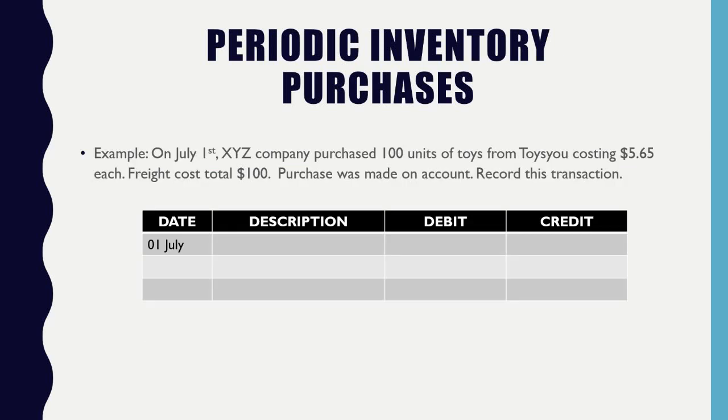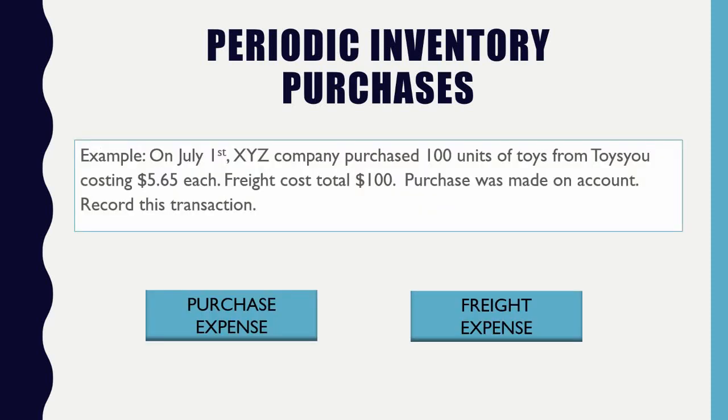Okay? So with this example, now if we remember, purchase expense is an expense account. When we understand expenses, how are expenses normally increased? With a debit. Yeah, that's correct. They are normally increased with a debit. So I have 2 expenses: a purchase expense and a freight expense.